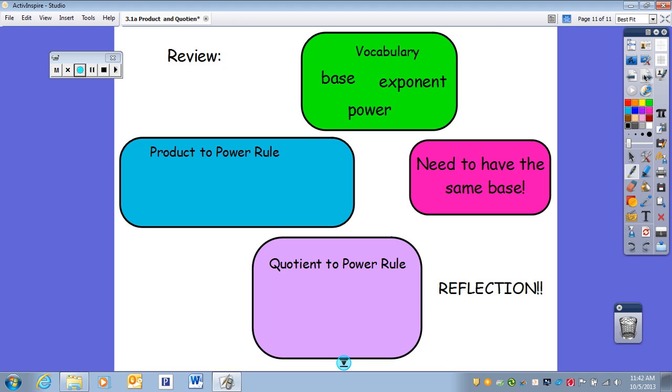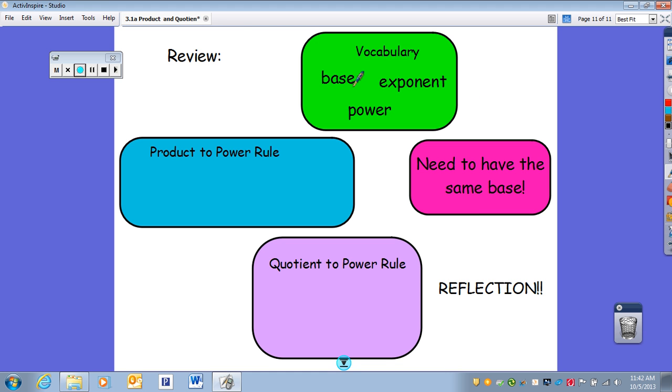So to review, remember for our vocabulary, the base is the larger number that is being multiplied. The exponent tells us how many times to multiply, and power is another name. Remember, you need to have the same base in order for our power and quotient rules to work. Our product rule is if we have the same base, we can add the exponents together when we are multiplying to take our shortcut. And if we are dividing and we have the same base, we can subtract the exponents as our shortcut rule.